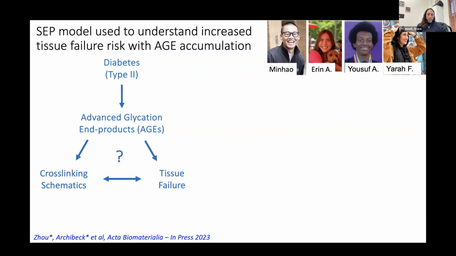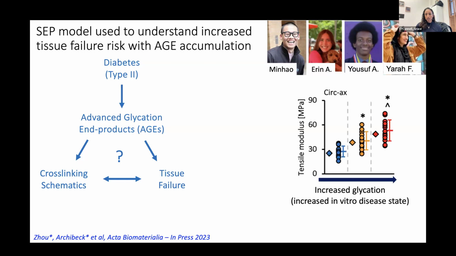So with the increase in diabetes and type 2 diabetes, we know that there's an increase in advanced glycation end products, or AGEs, and that people with diabetes have higher rates of tissue failure. This can be in the disc, it can be also tendons and ligaments. And it is thought that the increase in this tissue failure is due to an increase in the crosslinks with AGEs. And in the disc, we also see AGE accumulation increase with age.